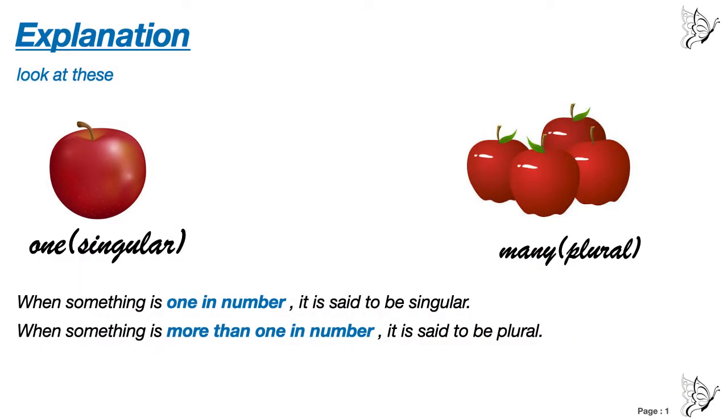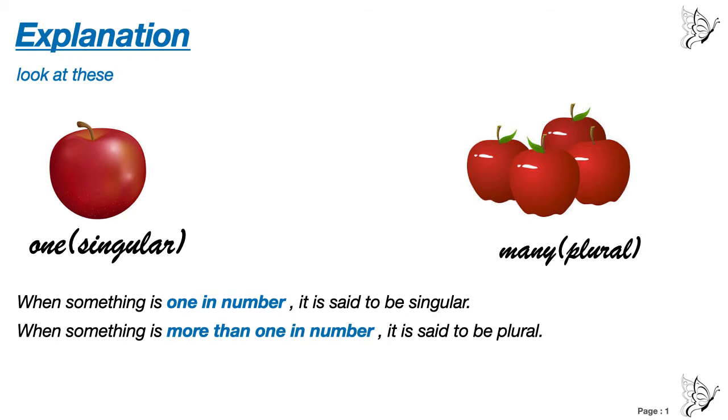You are not going to write anything in the copy now. You have to listen to the explanation only. So in this picture you can see that on the left side there is one apple and on the right side there are 4 apples. So on the left side we have one and on the right side we have many.